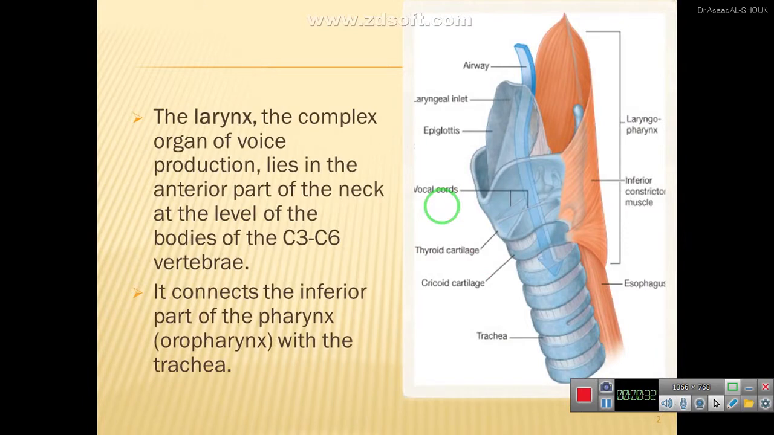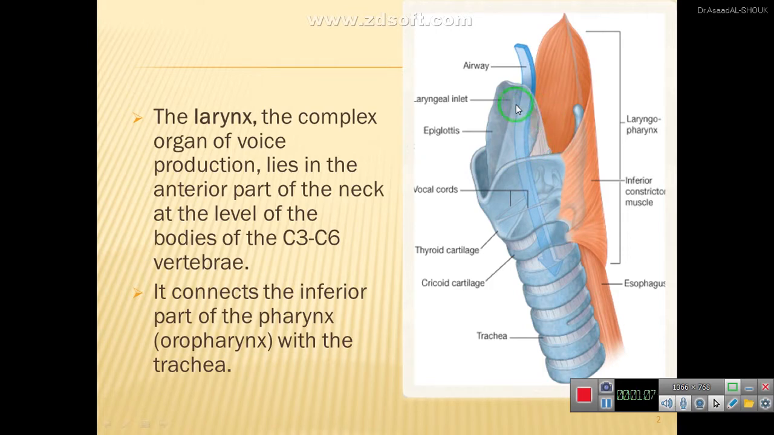Here you can see in this slide the laryngeal prominence, this one, which is called the Adam's apple also, the most obvious part in front of the neck. The larynx projects backwards into the laryngeal part of the pharynx, where the inlet of the larynx is situated here. The inlet of the larynx.